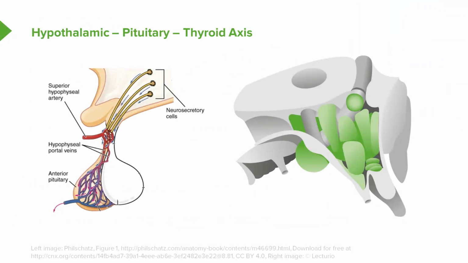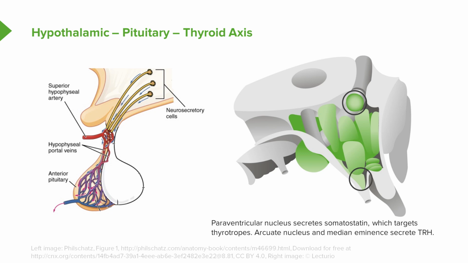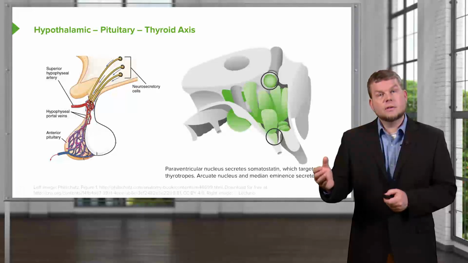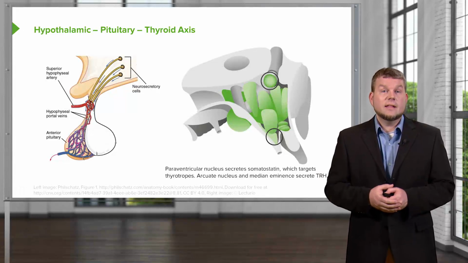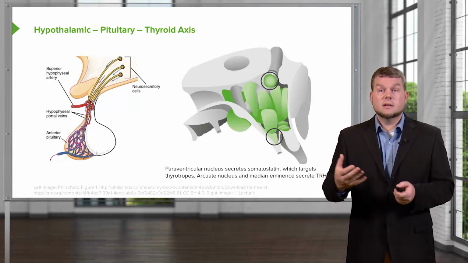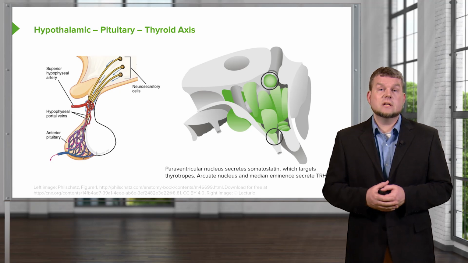The paraventricular nucleus here, and the arcuate nucleus, which is seen below. These are the places in which we're going to be able to secrete the substances that affect thyrotropes. So the paraventricular nucleus secretes somatostatin, and the arcuate nucleus secretes thyroid releasing hormone. These are going to then be placed within the circulation of the anterior pituitary, and then the thyrotropes are what are going to respond to either somatostatin or TRH.